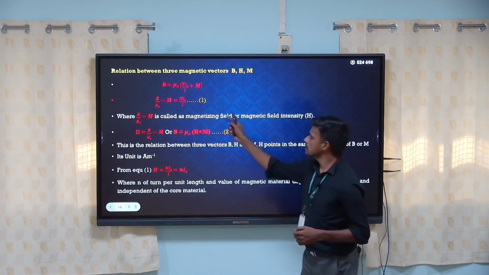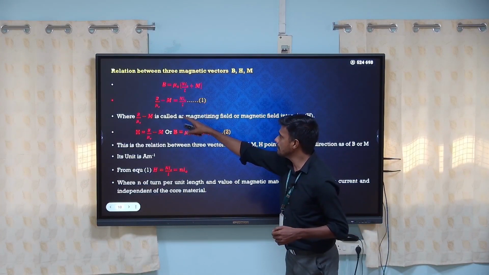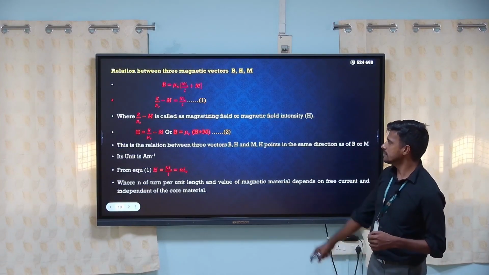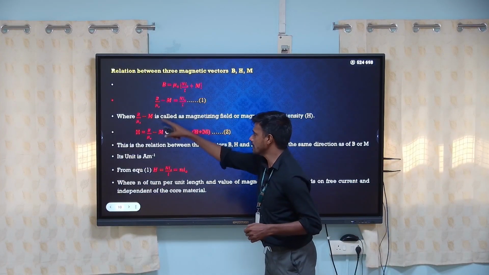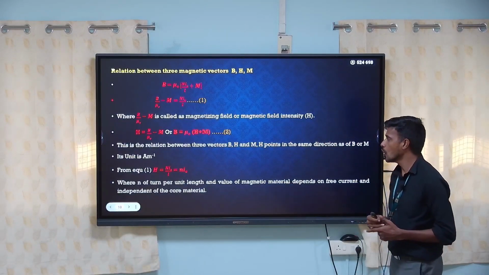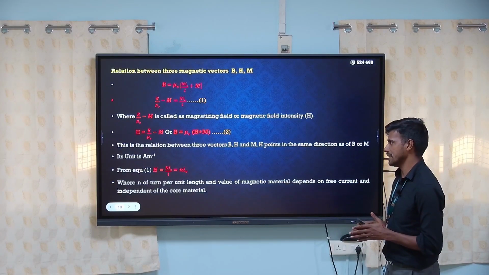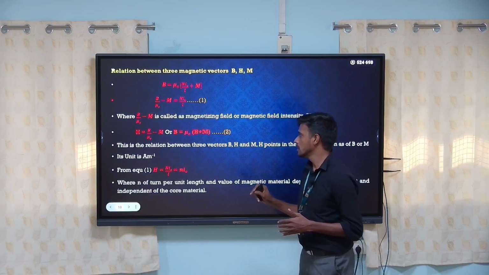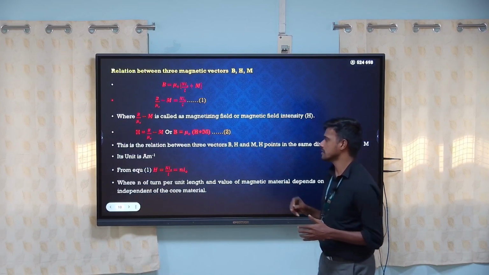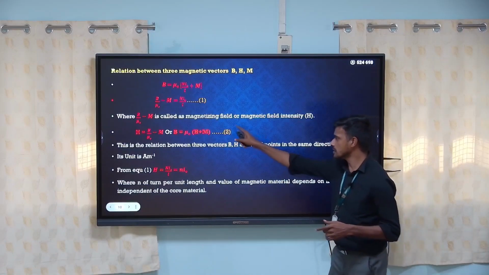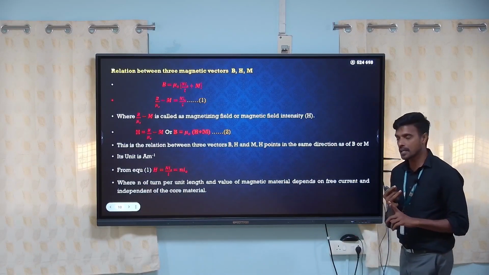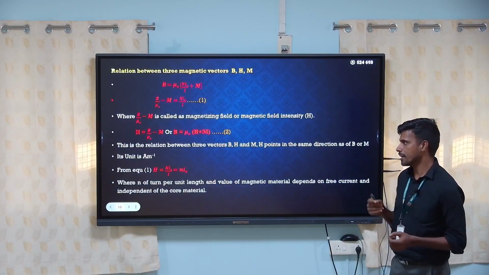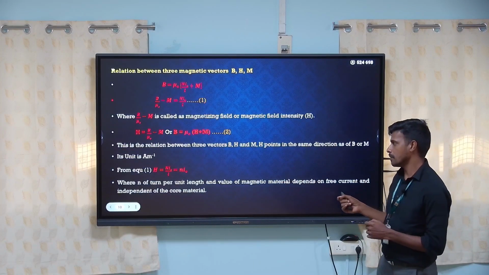We can simplify this as B by mu naught minus M is equal to N I naught by L. This term, B by mu naught minus M, is called the magnetizing field or magnetic field intensity H. So H is B by mu naught minus M, and B is equal to mu naught (H plus M). This equation 2 gives the relation between B, H and M. H points in the same direction as B or M. Its unit is ampere per meter.